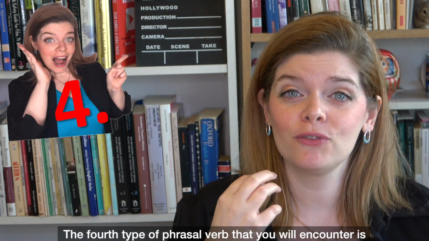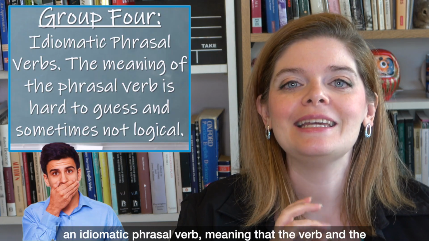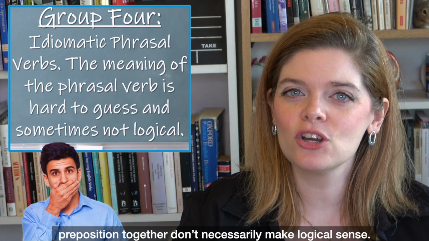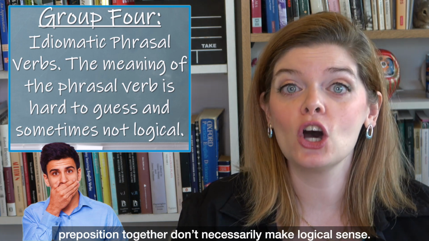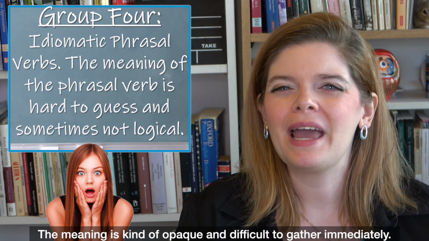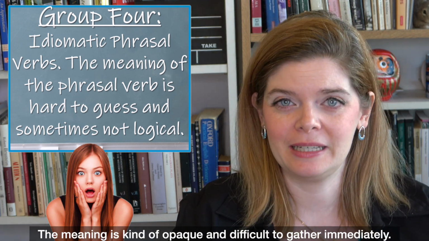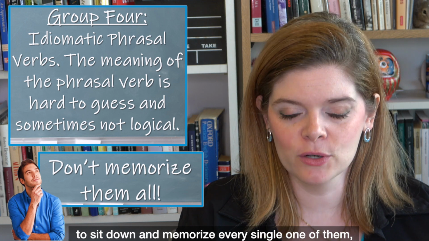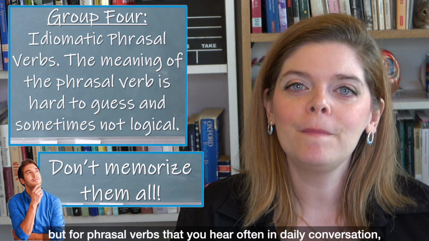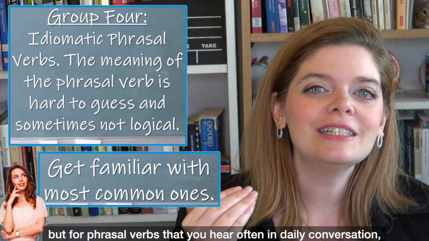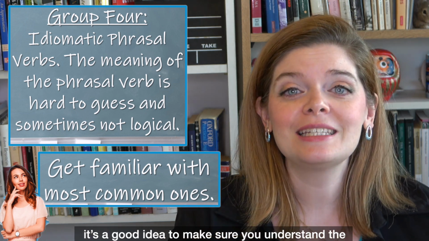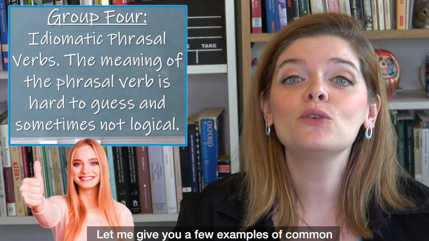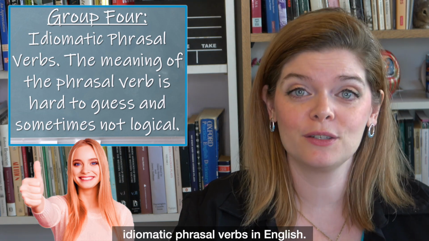The fourth type of phrasal verb that you will encounter is an idiomatic phrasal verb, meaning that the verb and the preposition together don't necessarily make logical sense. The meaning's kind of opaque and difficult to gather immediately. For these types of phrasal verbs, you don't necessarily need to sit down and memorize every single one of them, but for phrasal verbs that you hear often in daily conversation, it's a good idea to make sure you understand the meaning of them and know how you can use them yourself. Let me give you a few examples of common idiomatic phrasal verbs in English.